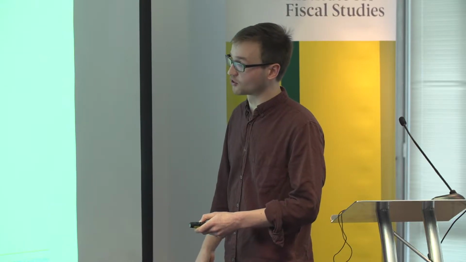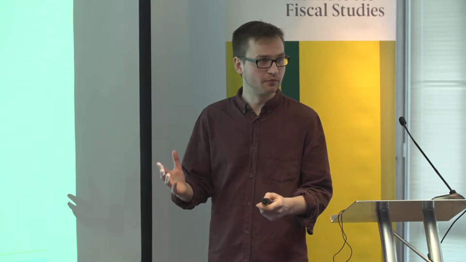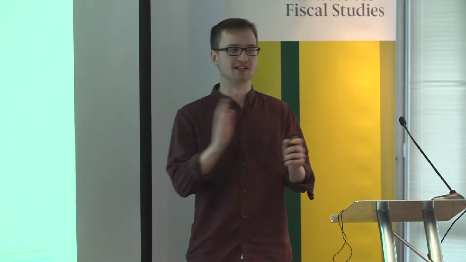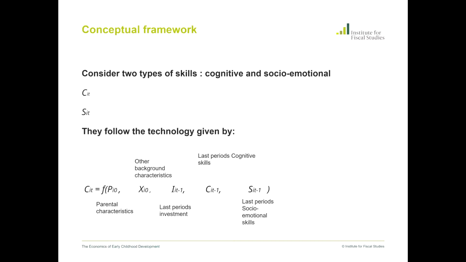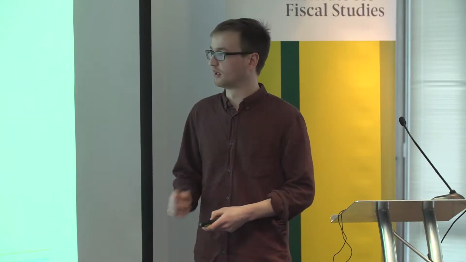So what I'm saying is that this function f has a bunch of different inputs. Again, this is quite a stylized version of this. There's many other things we can add here, but just for the purposes of this presentation, let's think about these five or so. So one thing that's going to be important is parental characteristics, stuff like education, income, all the rest of that. Other background characteristics are going to be important. How many siblings do I have? Where do I live? Investment, again important. But also, maybe most interestingly, cognition yesterday is going to be important for cognition today. And social-emotional skills yesterday will be important for cognition today. I'll talk about that more in a moment.